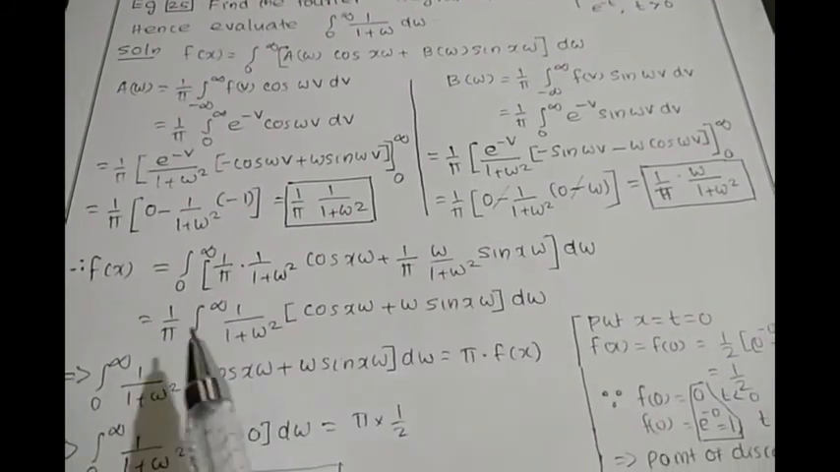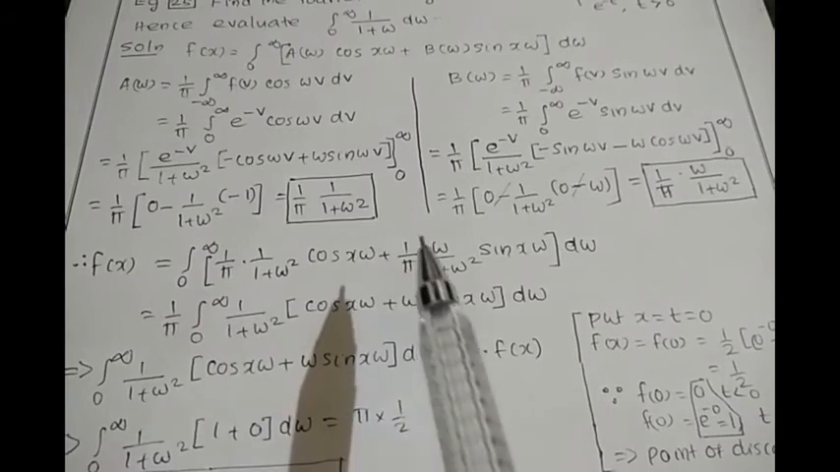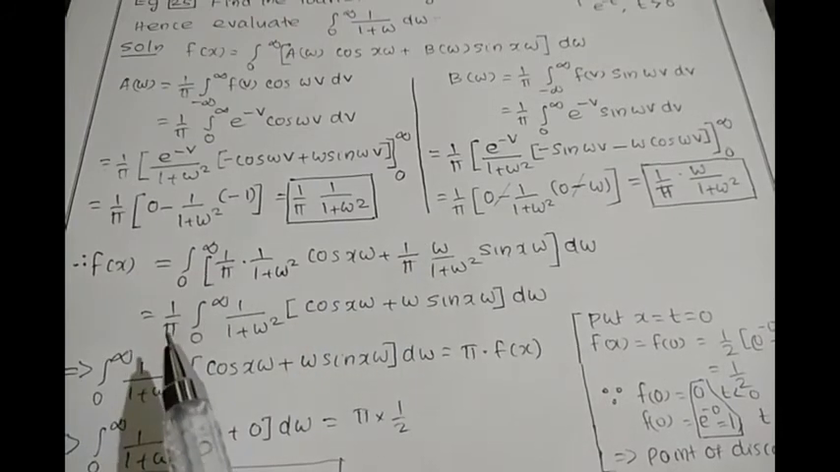And we have to substitute a omega and b omega in place of f of x. We will get it like this: equal to 1 by pi, taking 1 by pi out as the common factor. The rest is 1 by 1 plus omega square. In the integral we have to write it inside, because we are integrating with respect to omega. So 1 by 1 plus omega square into cos x omega plus omega sin x omega, d omega.